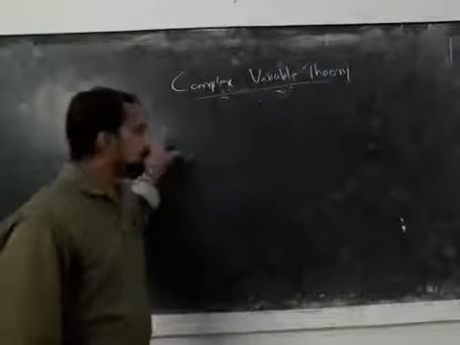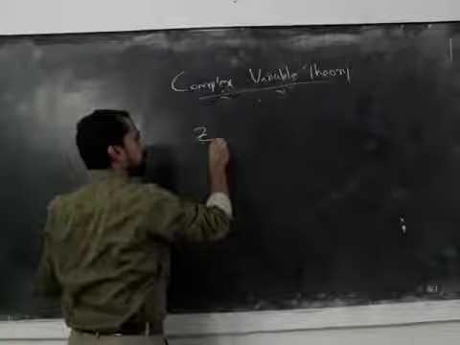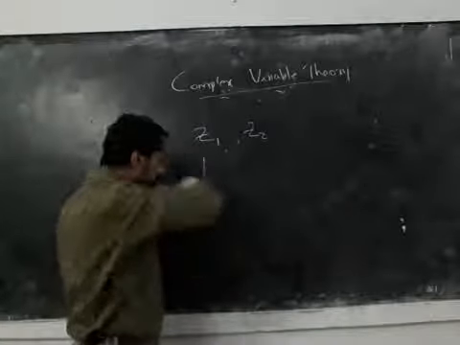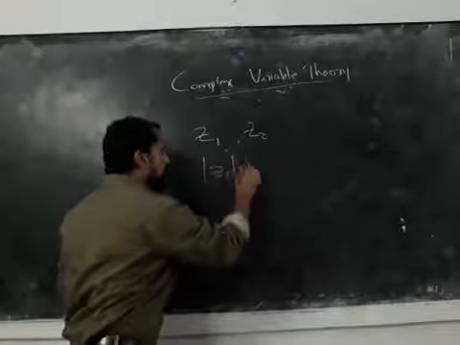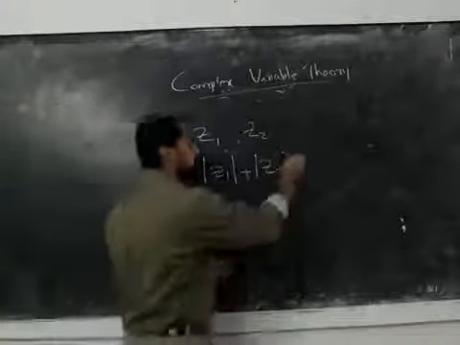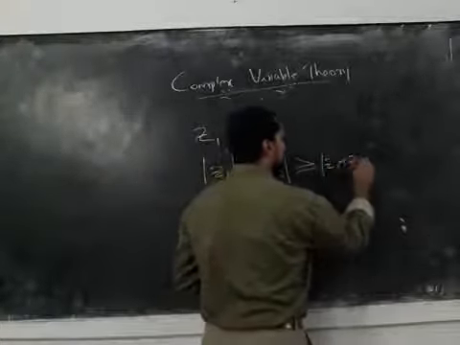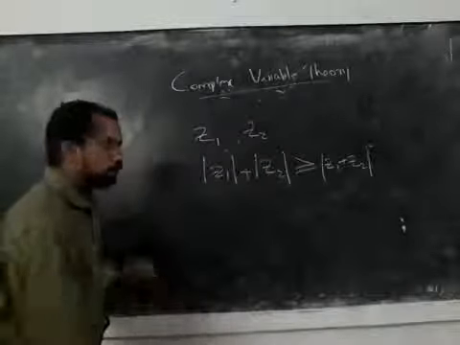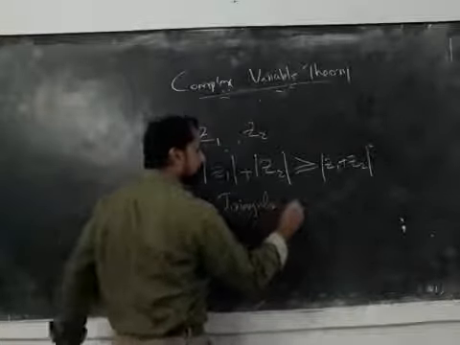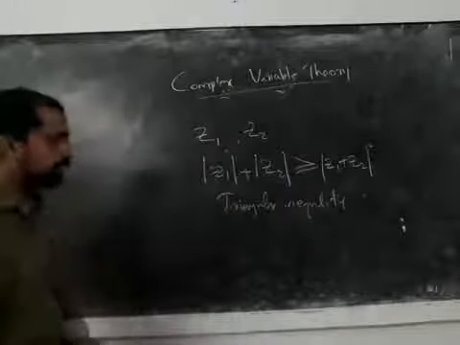Before ending, I would like to say one more thing. If you have 2 complex numbers z1, z2, then if you take the modulus of z1 plus the modulus of z2, that is always greater than or equal to the modulus of z1 plus z2. This is called the triangular inequality.